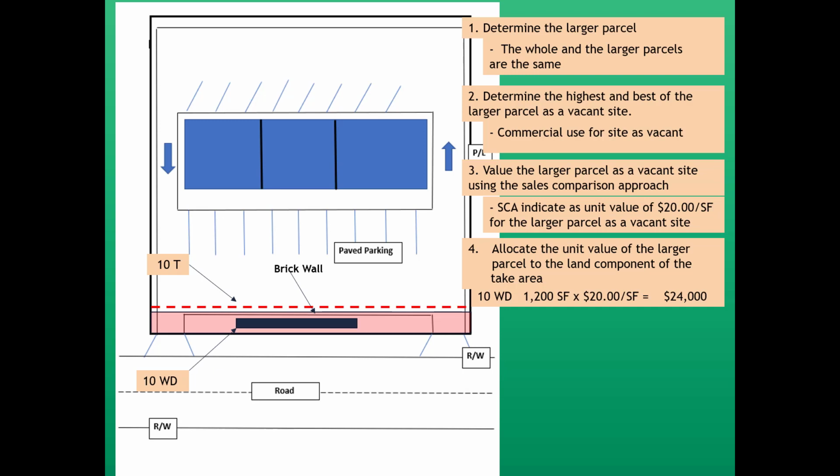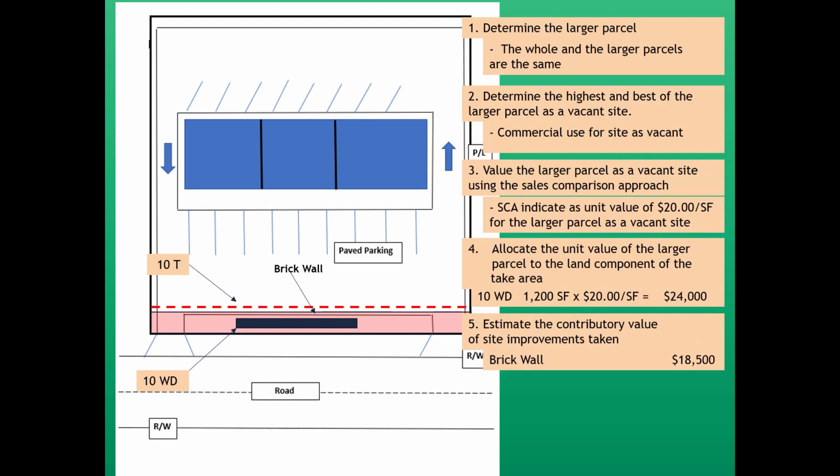So what's taken is 10WD. We're going to assume that has 1,200 square feet in it, and we're going to allocate the $20 a square foot from the larger parcel as a vacant site to the take area, which indicates compensation for the land taken only of $24,000. Next, we're going to estimate the contributory value of site improvements taken. There was a brick wall that was in the 10WD that's taken. We're going to assume that the contributory value of that brick wall is $18,500.